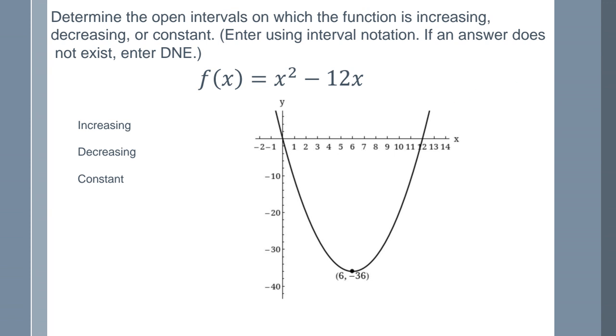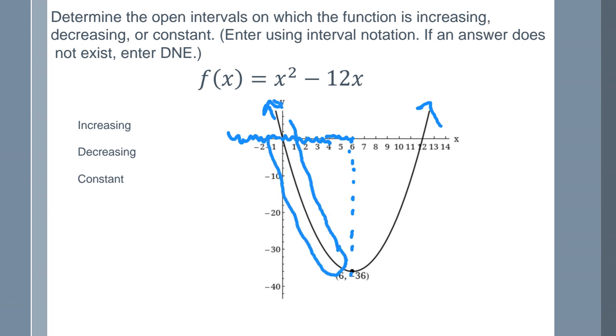So let me just put some arrows here because this graph is going on forever. As we're coming from left to right, we can see that this graph is decreasing all the way until we get to 6. So all of this part of the graph is decreasing, and the interval is going to be all these numbers here, which we can call -infinity. And then it stops at 6.